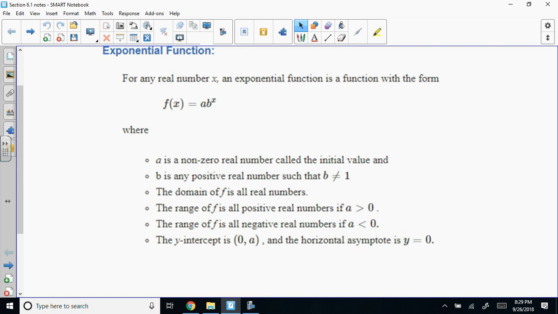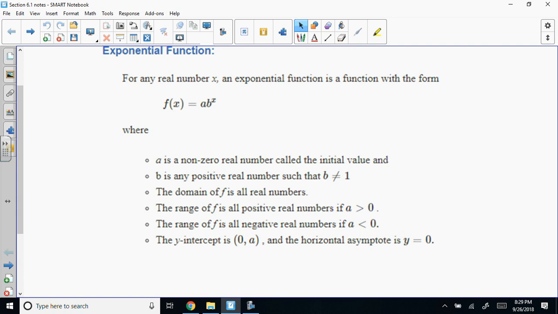The variable has to be in the exponent. The base can't be negative. It has to be greater than 0, but not equal to 1. And the x has to be up in the exponent. Any questions? So that's the criteria.